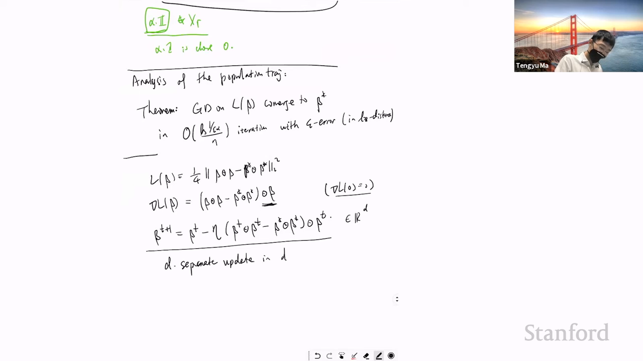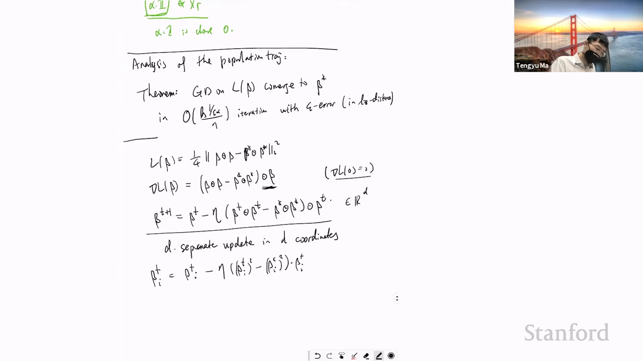In d coordinates, because each coordinate does not have any kind of correlation with anything else. So this is really just saying that β_i^{t+1} equals β_i^t minus η (β_i^t squared minus β_i*squared) times β_i^t. Okay, so every coordinate is just doing separate things.